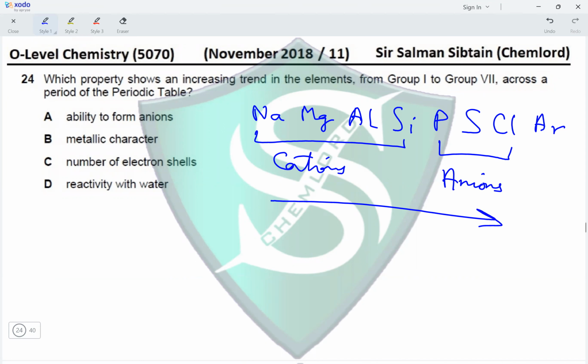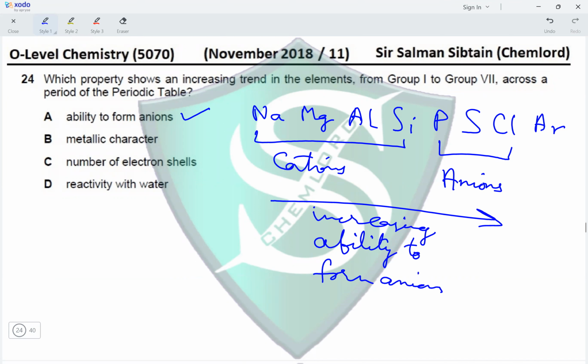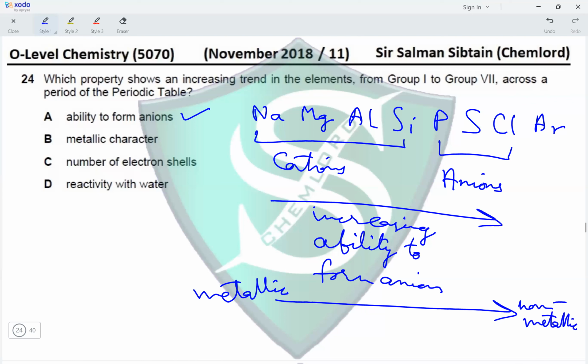So, increasing trend, increasing ability to form anions. So, this is correct. Metallic character? No. Metallic character decreases along a period. Number of electron shells, they remain the same. So, this is also incorrect.